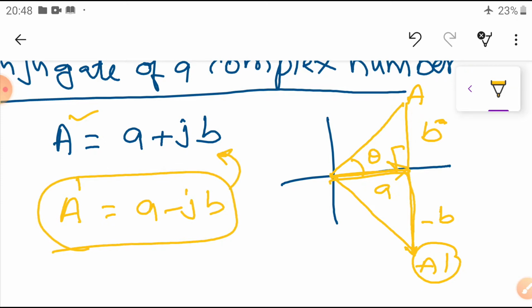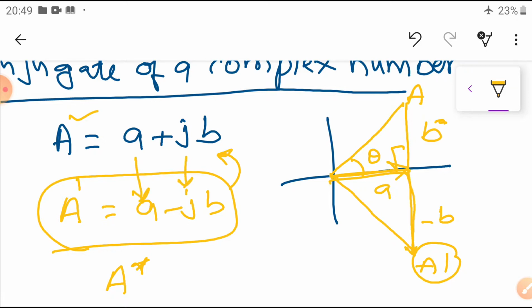Okay, clear? So that means the conjugate of a complex number A is defined as one whose real part is equal to the real part of A and whose imaginary part is equal to the negative of the imaginary part of A. Okay. So the conjugate of A is denoted by A dash, or we can simply indicate it by A star. Sometimes we say this one. So whatever the real part is same, but whatever the imaginary part changes.